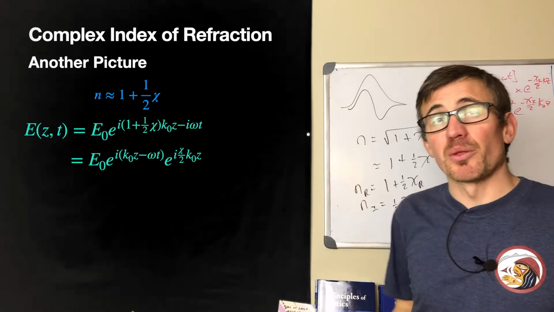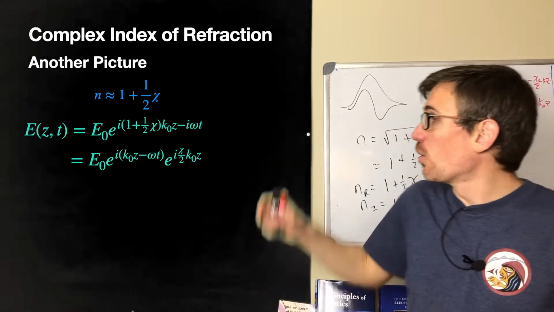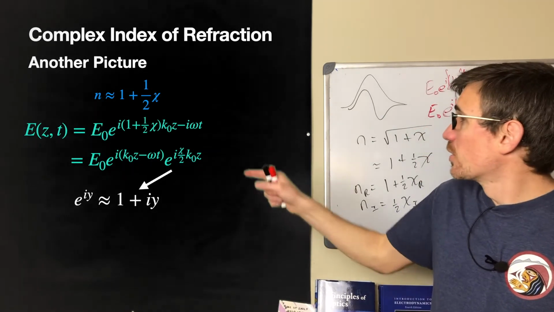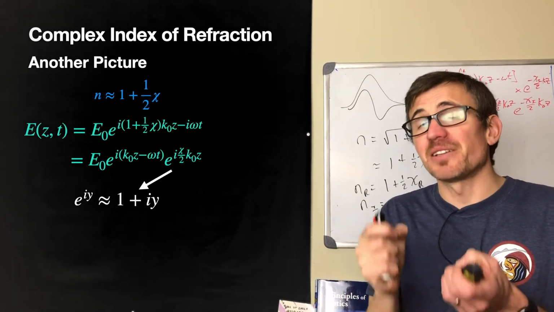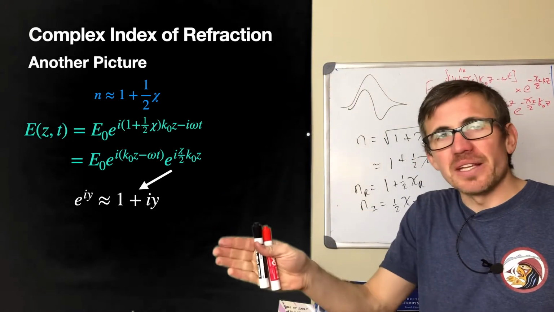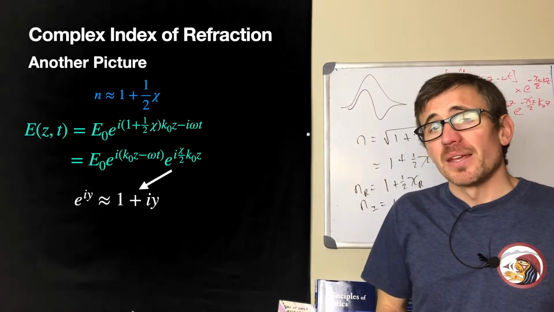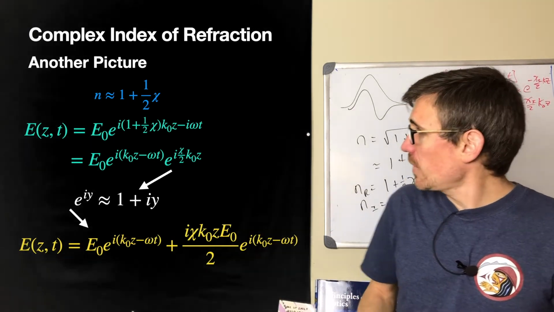So this last term actually has a real and imaginary part. It includes both. And we'll use the fact that for a very small y, for example, we have a Taylor expansion of the exponential that goes like this. Now, if not only chi is small, but also k times z times chi, we can use this approximation. So think about it as like a very thin sheet of substance. We can use this approximation. And if we do that, we see the following form of the electric field. We just multiply it out.